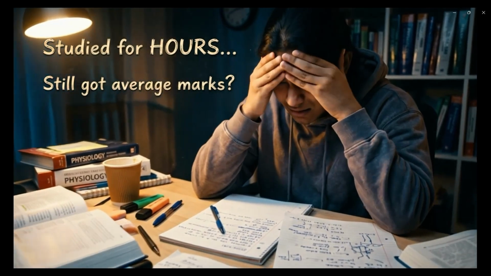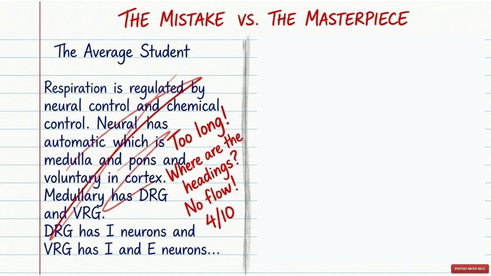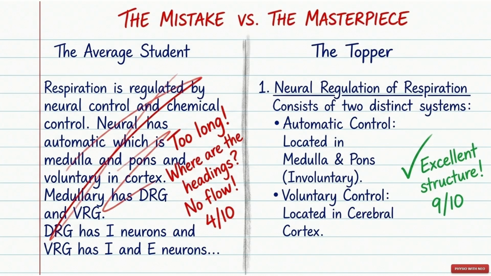So tell me honestly, have you ever walked out of a physiology exam thinking, I literally studied everything, then why are my marks average? Because you are making the same mistake that most average students make, writing answers in this format. They are too long, where are the headings, no flow, and you end up getting 4 out of 10 marks. Now look at this masterpiece by a topper.